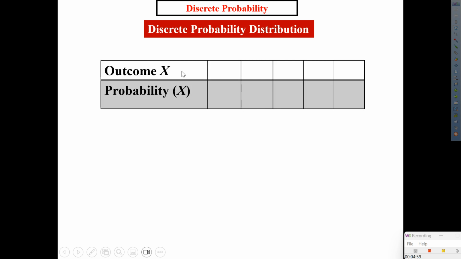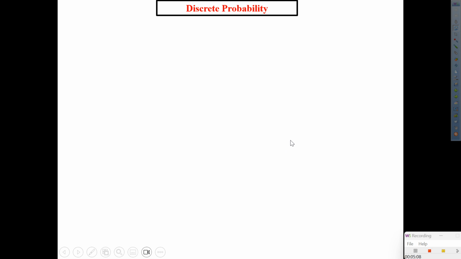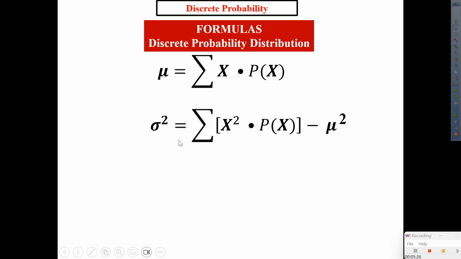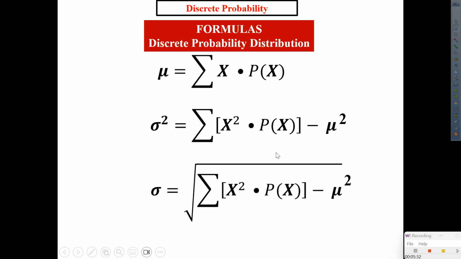Where X are the outcomes and P of X is the probability, yes? All right, we built many of those. However, today, write this down, we got some formulas. Let's go. First one, mu equals sum of X times P of X. Second one, and third. Copy those down, give some time. All right, we got it, yes?